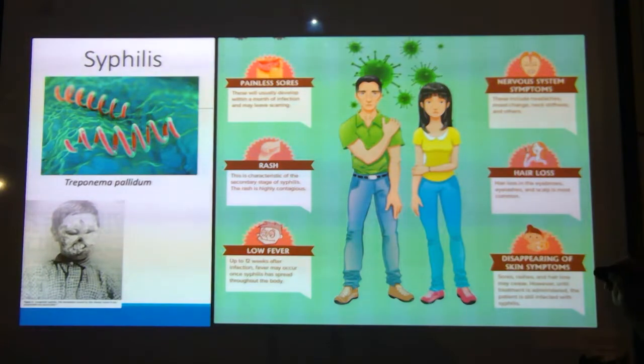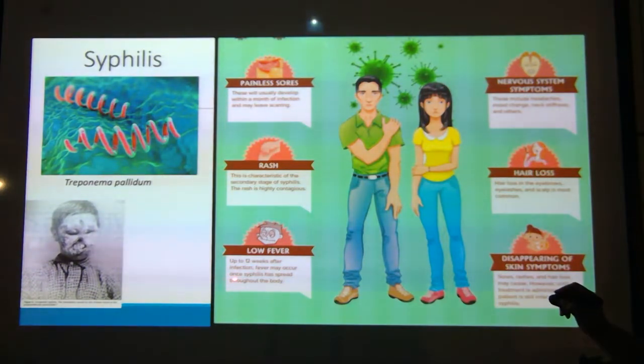So what are the symptoms that you see? Usually you will have painless sores. They develop within a month of the infection, but they may leave scarring. There's usually a rash. It's characteristic of the secondary phase of syphilis. And the thing about the rash is it is very highly contagious. Up to 12 weeks after the infection, you may have a fever that will occur, and that's because the syphilis has spread throughout the body. It's not a high fever, it's usually a low fever.